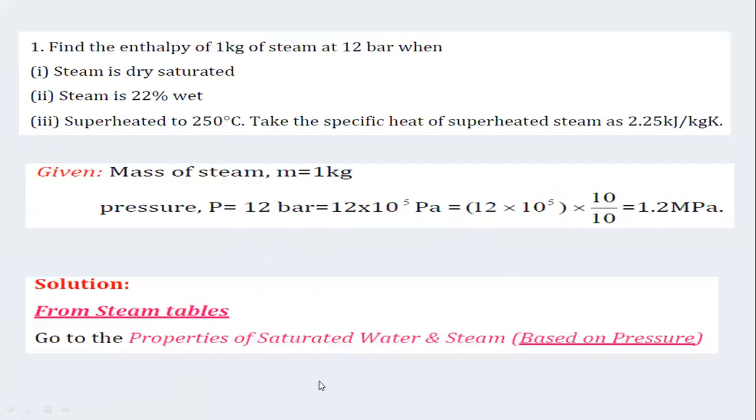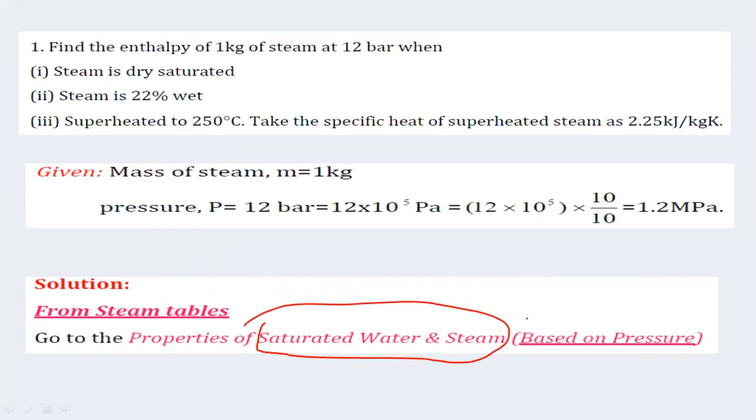A very important thing is, when you go to the steam tables, I told you we have two types of steam tables. One is based upon temperature and the other is based upon pressure. The properties which we are referring to in our steam table are based upon pressure, where you have to refer to the saturated water and steam properties based upon pressure. Why? Because the steam developed in this case is developed at a pressure of 12 bar. This has to be taken care of.